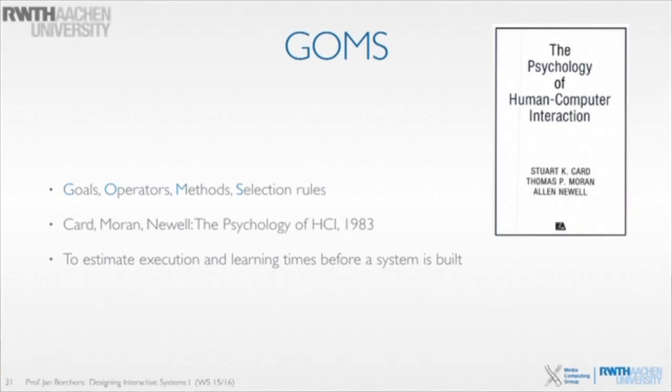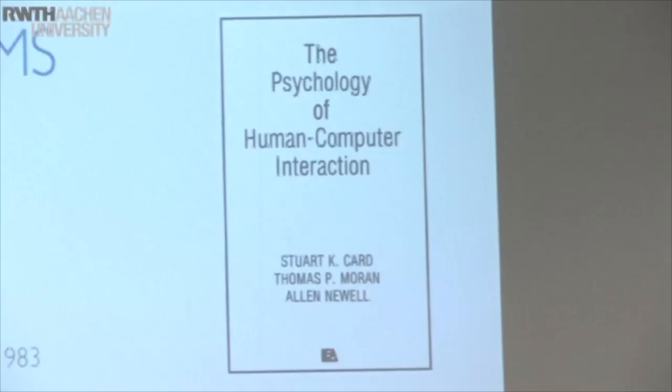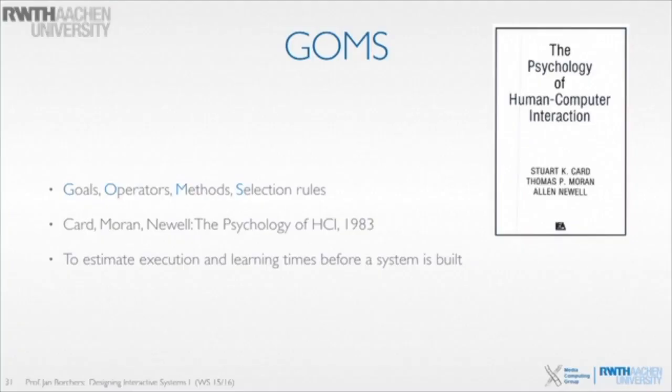GOMS is an old method. It's been around actually as long as this book here. And you guys should recognize the names of the authors, at least one of them: Card, Moran, and Newell. Does that ring a bell? CMN, yeah, the CMN model, right? Those are the guys. They published the model in that book. And GOMS is another one that is also published in this book as a technique to evaluate the basic execution time for a system.